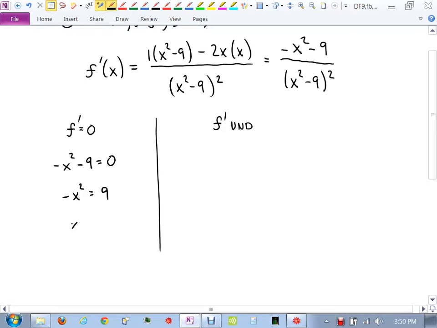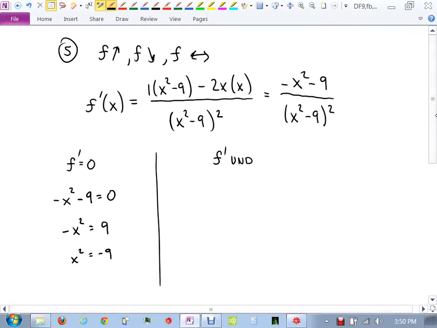You can do it the other way around too. You can put x squared equals negative 9. No solution, right? No real solution. The only way that you can square a number and get a negative is if you use the imaginary unit. The numerator is what?